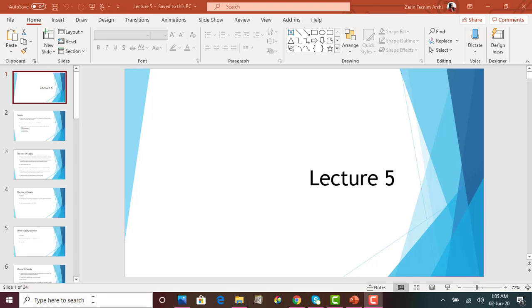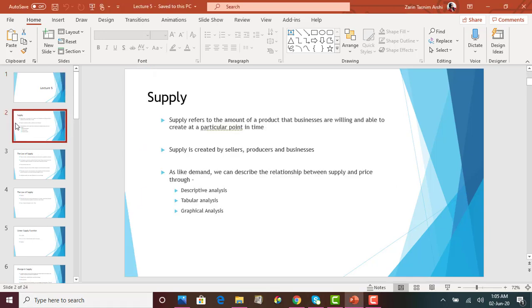So first and foremost, what is supply? Supply refers to the amount of a product that businesses are willing and able to create at a particular point of time. So basically, it can be a good or any service. It can be a book, it can be a toy, it can be a car, and if it's a service, it can be an educational service, it can be an auto repair service. That is basically provided by businesses who are able and willing to create that at a particular point of time.